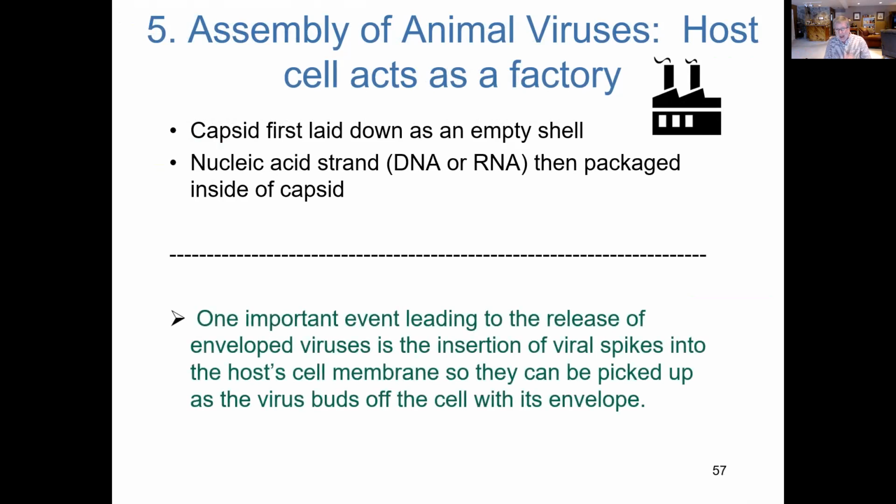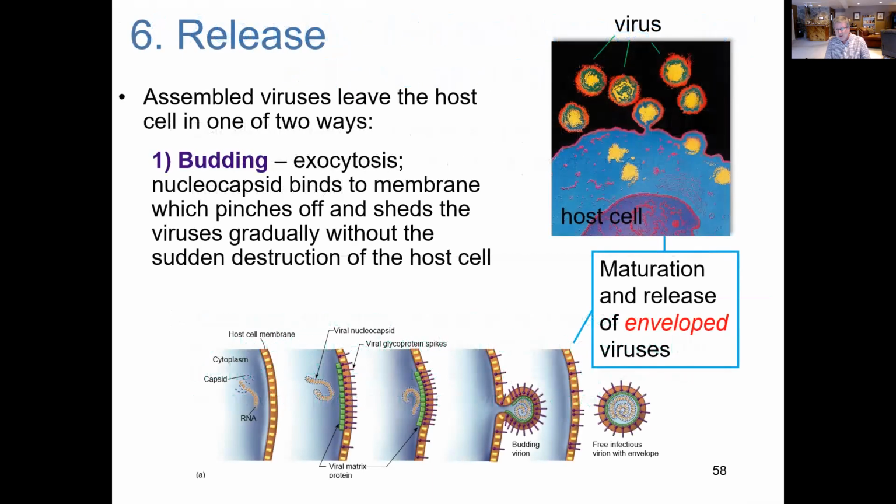And if we're talking about an enveloped virus, before that virus can leave the cell, it has to somehow acquire the envelope with those spikes on it, doesn't it? And a lot of times, enveloped animal viruses acquire those on the surface of the host cell, on the membrane of the host cell. So here we see that process and how it takes place. This is really fascinating.